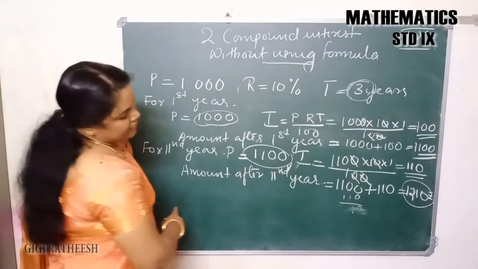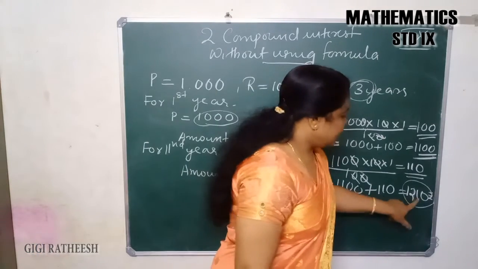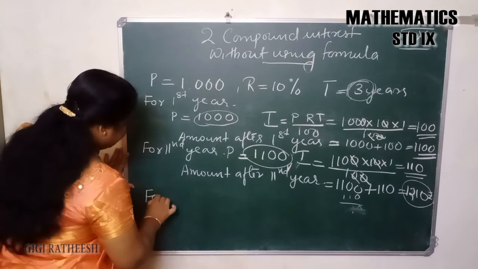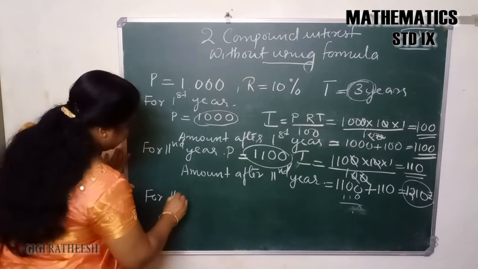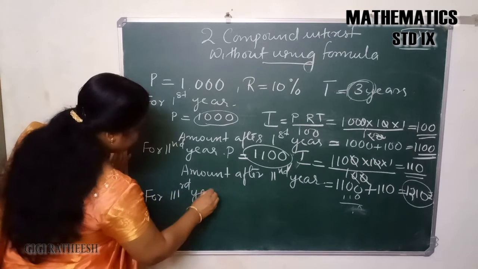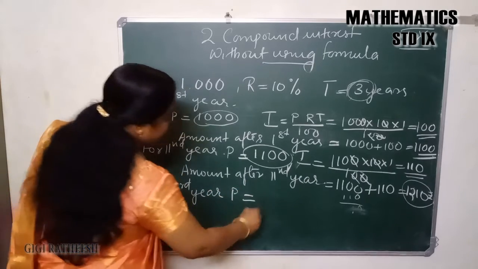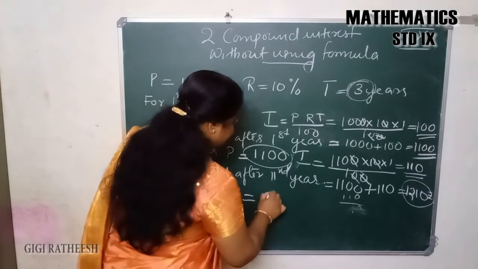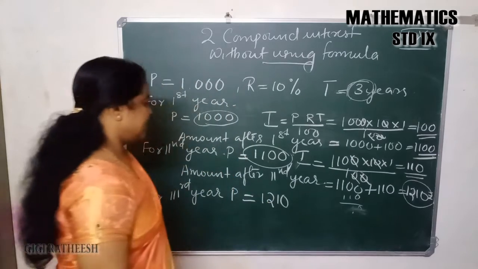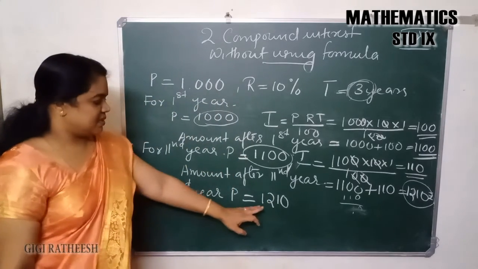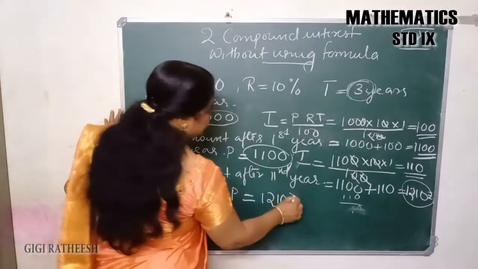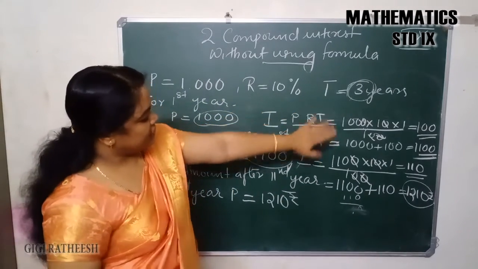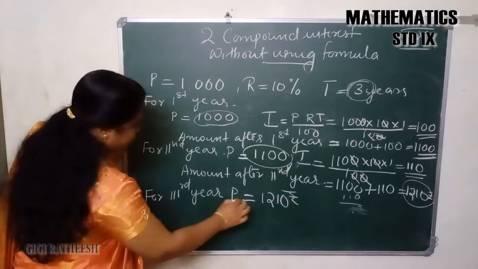This 1210 rupees is the principal amount for the third year. For the third year, P is equal to 1210 rupees, and the rate of interest is 10. For the last 1 year, I is equal to PRT by 100.